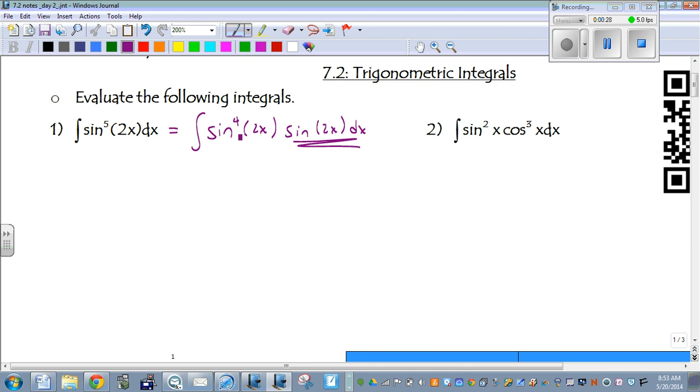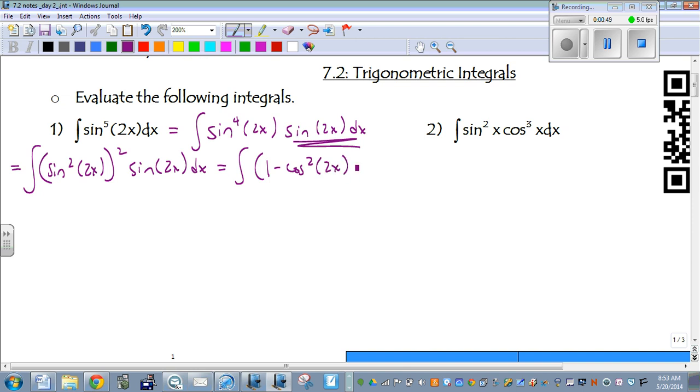So the sine to the fourth, before we can change it into cosine, we can write that as sine squared of 2x squared. And then the sine squared, once it's written like that, we can use that Pythagorean identity to put it in terms of cosine. So we get 1 minus cosine squared of 2x squared times sine of 2x dx.